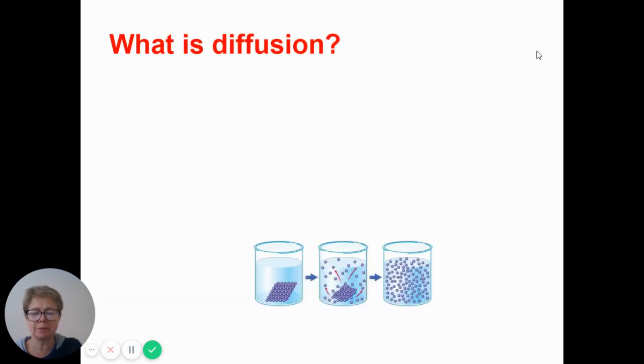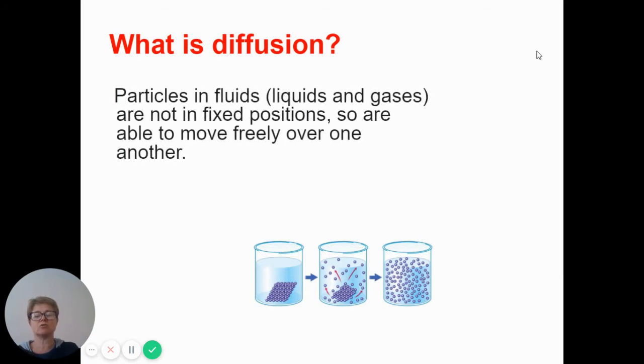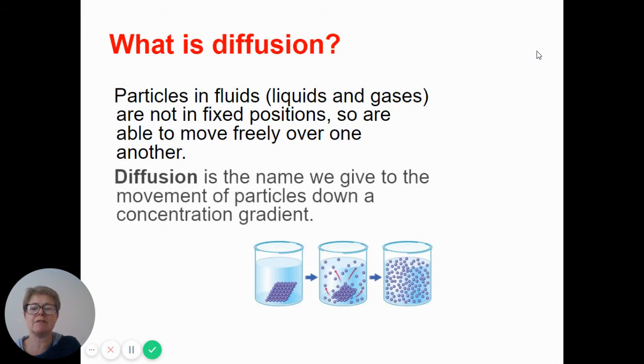So to recap, diffusion is what I demonstrated to you when we dropped purple crystals into the beaker of water. So it's the movement of particles from an area of high concentration to an area of low concentration. In other words, they move down the slope from high to low. So we say down a concentration gradient.